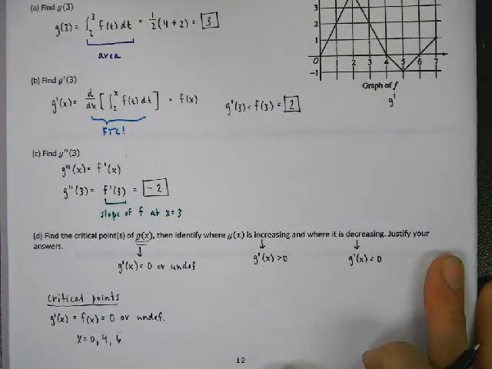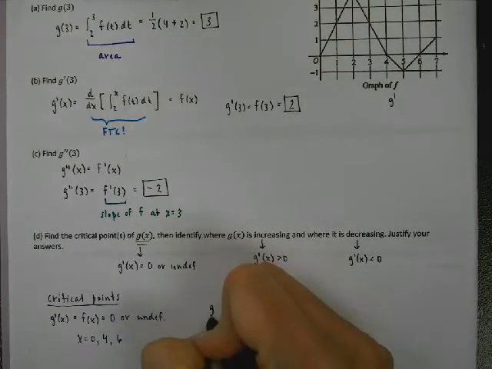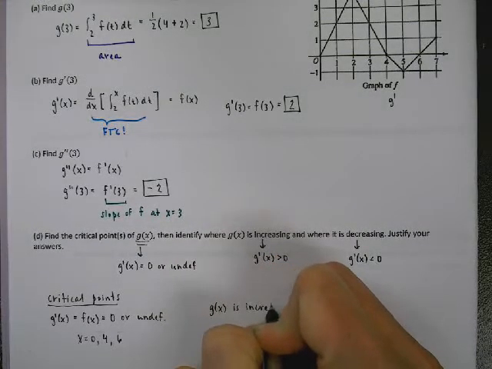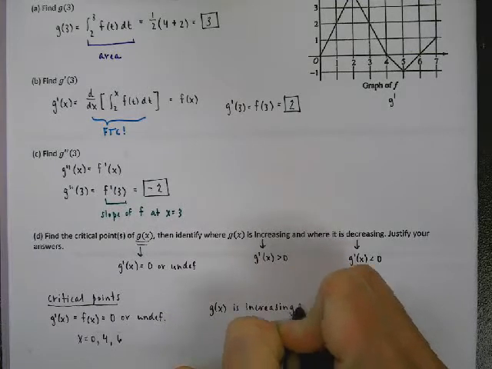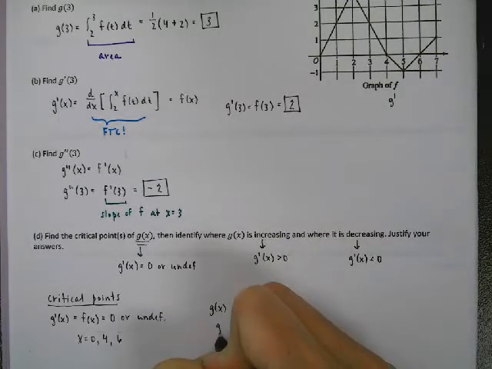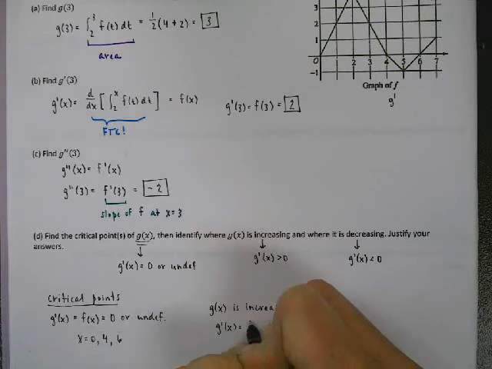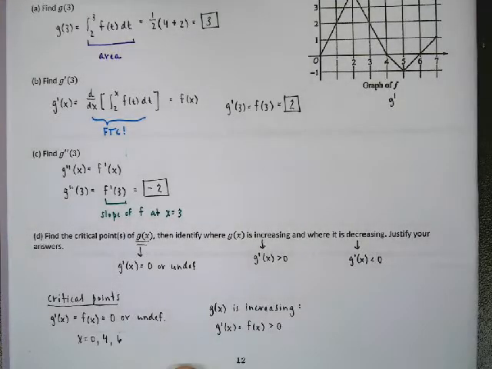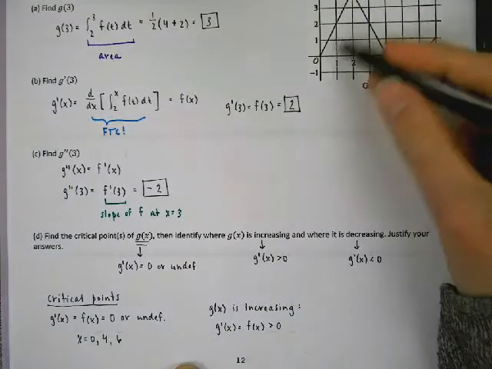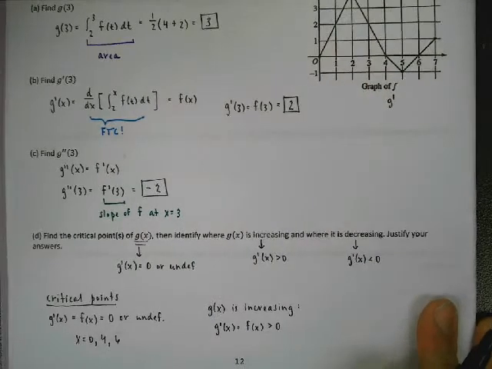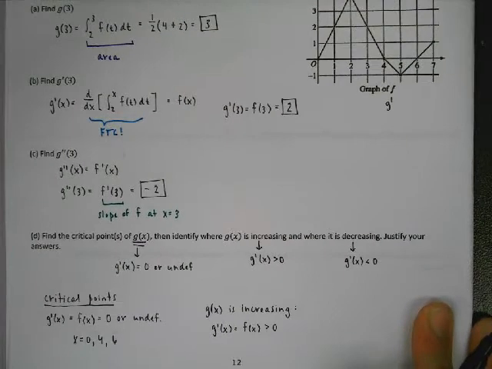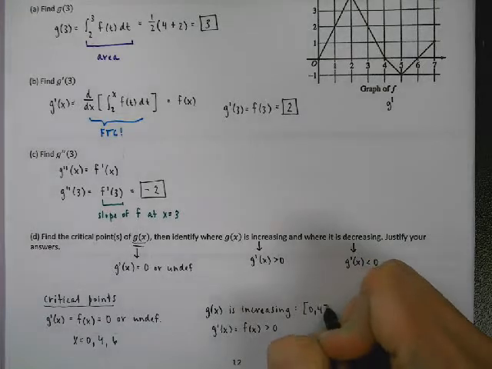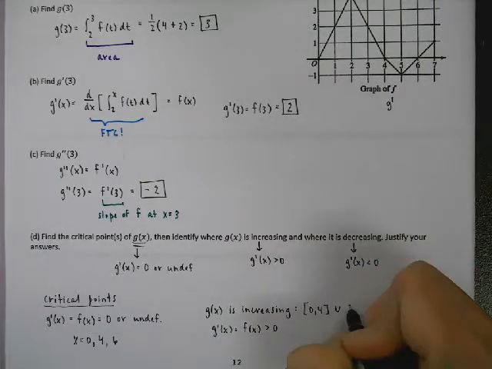Now, where g of x is increasing, we said that was where g prime of x, which I actually know is f of x, is greater than 0. So I'm looking for where my graph is above the x-axis. Now that I know that, I can pretty quickly tell that those intervals are from 0 to 4, and then again from 6 to 7.